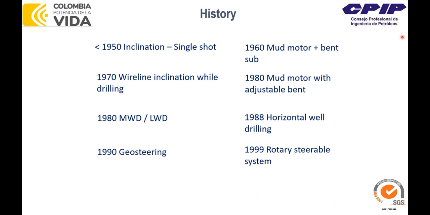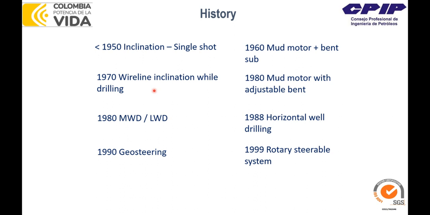Starting with the history, just to get a big picture of how the technology was developing and where we are today. Okay, so before 1950, we had only single shot survey, which means for every survey they had to run in the hole, make a shot, make a survey, and then pull out of the hole and check the map. So you can imagine what the well construction time was using this technology, and what the accuracy of this was.